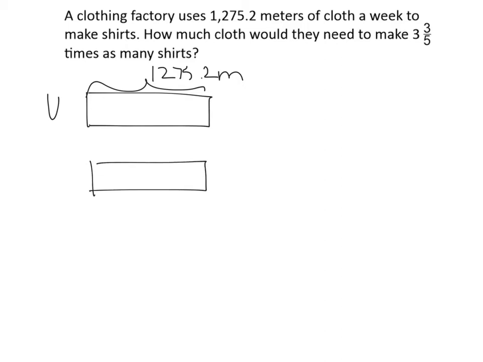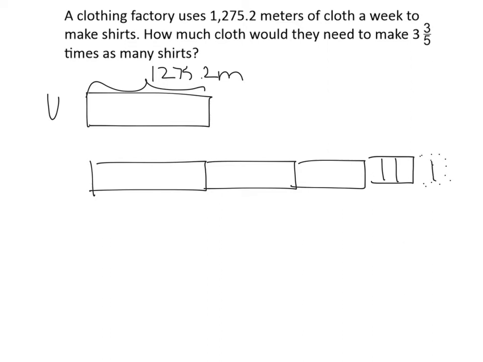So we're going to do this, 3, and then here 3, and I'm just going to show you the remaining 2/5 right there, but we're not going to include that. I was trying to do it with dots and it won't let me, but we're going to focus on just the 3 and the 3/5. We need to know how much they would need to make 3 3/5 times as many shirts.